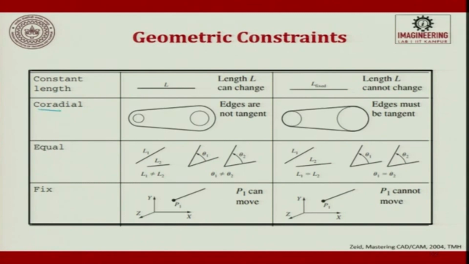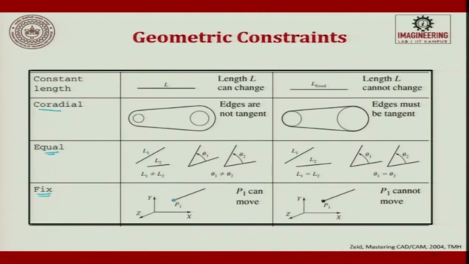Co-radial can be there. Edges are not tangent here, but edges are tangent here when you say co-radial. When you say equal, so L1 equal to L2, theta 1 equal to theta 2. So, all these things like fixed angle you can get this done. Then the other thing is fix.